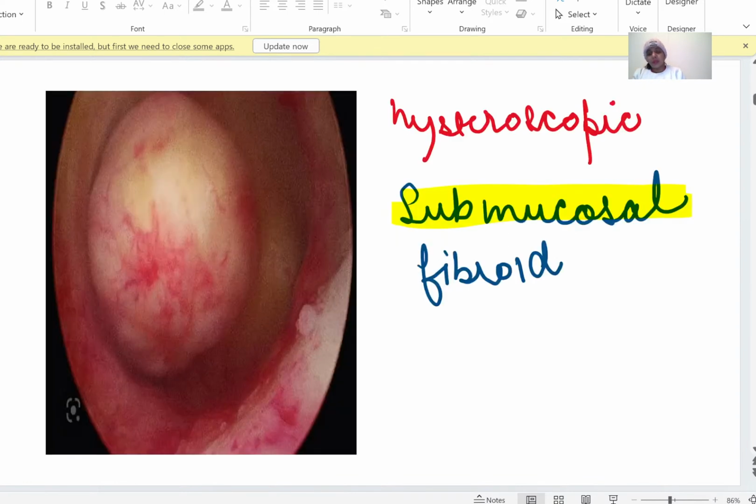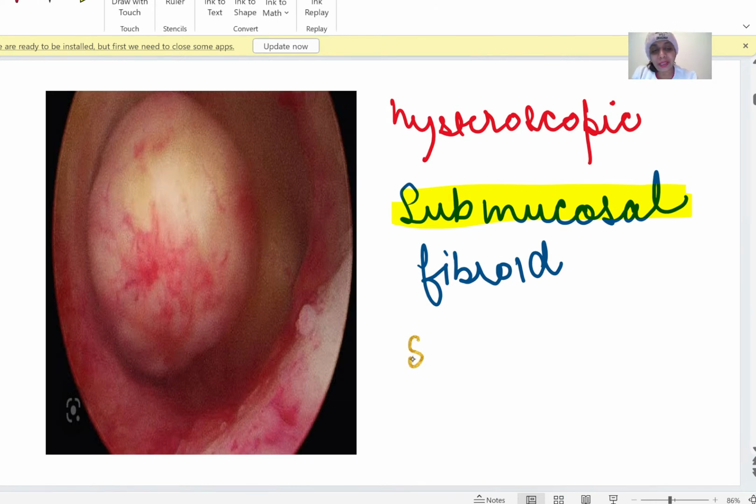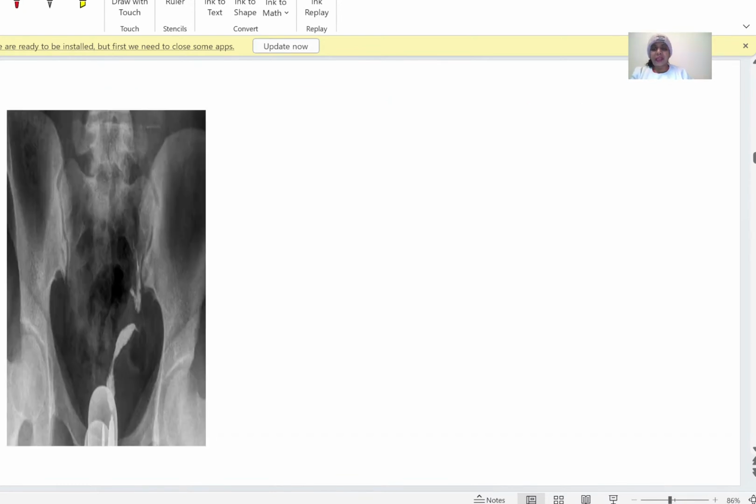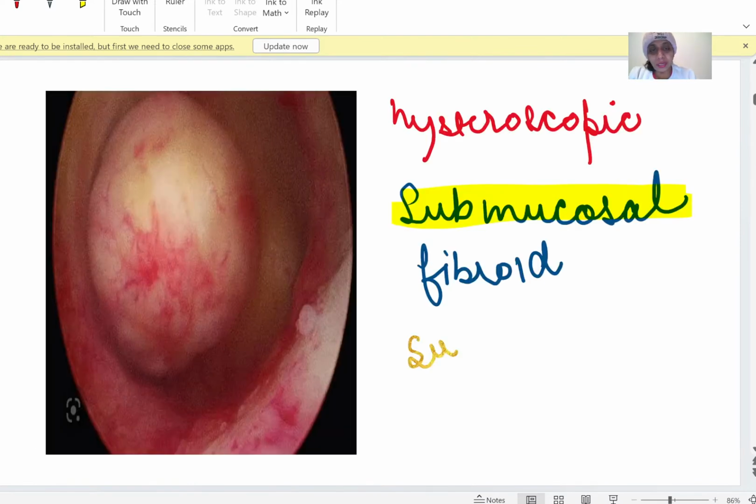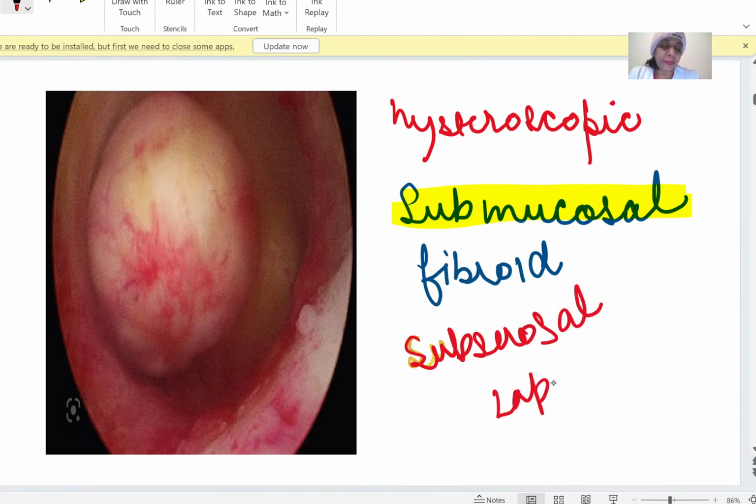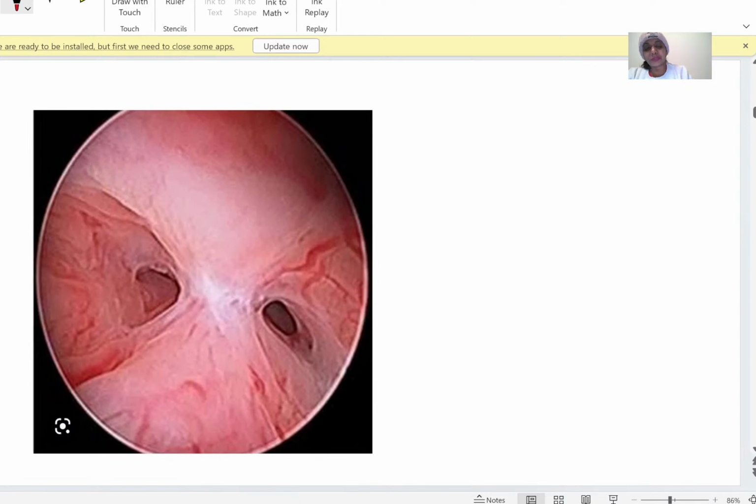Yeah. What is this? This was submucosal fibroid. Okay, and how are subserosal fibroids removed? Subserosal fibroids are removed by laparoscopy because they are in the peritoneum. Very good.